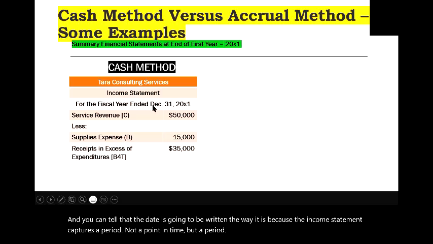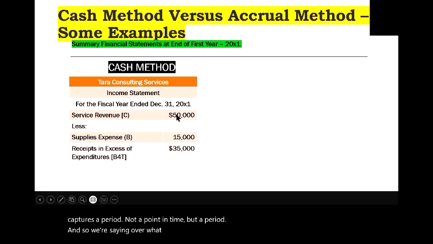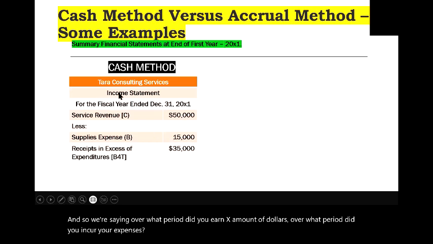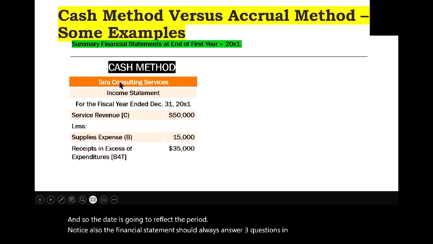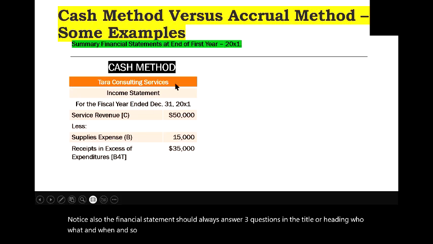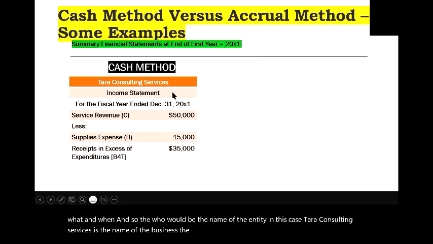And so we're saying over what period did you earn X amount of dollars? Over what period did you incur your expenses? And so the date is going to reflect the period. Notice also that the financial statement should always answer 3 questions in the title or heading: who, what, and when. And so the who would be the name of the entity. In this case, Tara Consulting Services is the name of the business. The what is the name of the report.